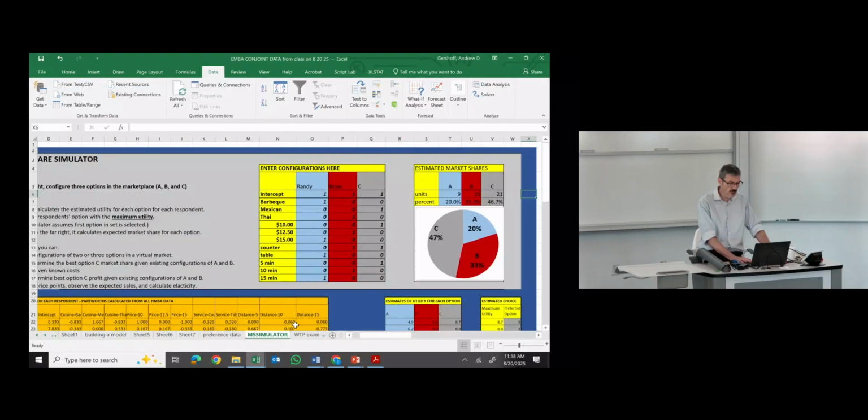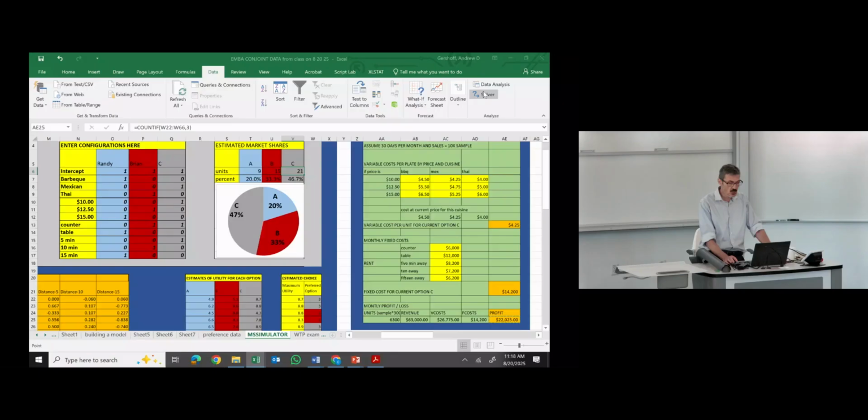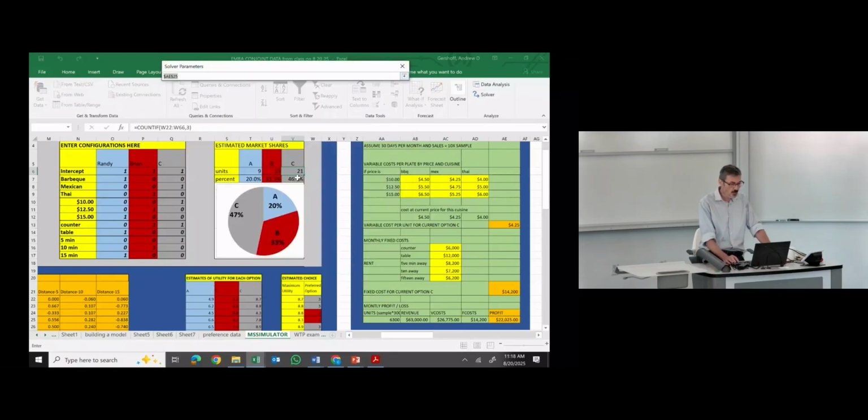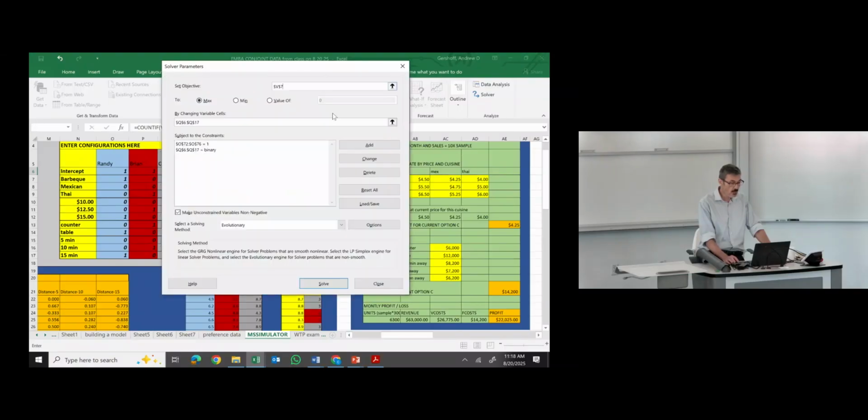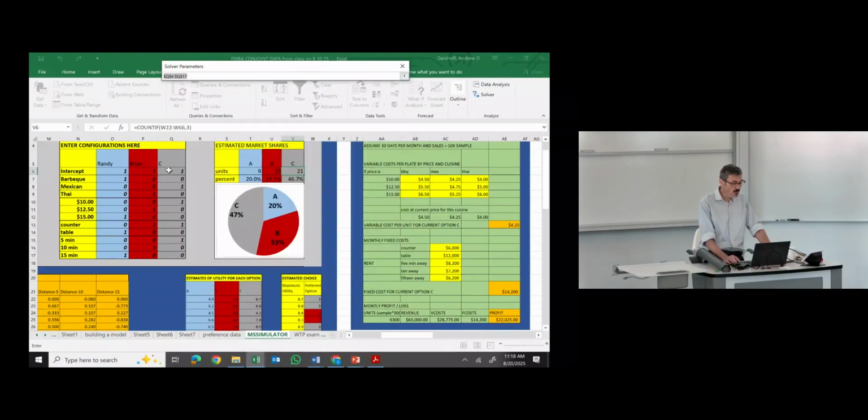So let me show you one more thing on this. A question might be, can I come up with, for Evan and I, a better configuration in order to gain more market share? For that, I could try all of the possible combinations. Alternatively, I can use Solver to try and get an estimate here. So I can say, Solver, I want you to maximize the market share, so make this as big as possible, and you can do it by changing these values, which are the values of the levels of the attributes.